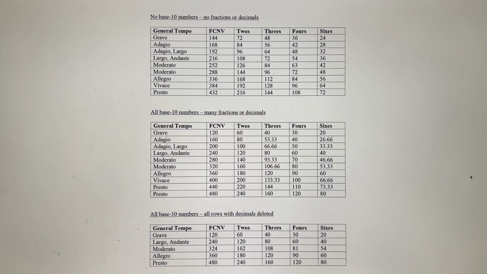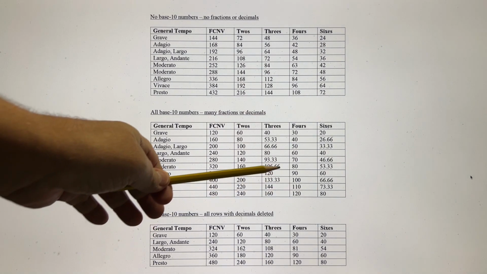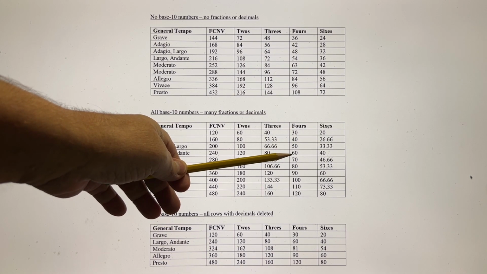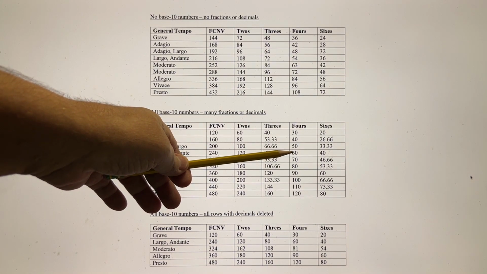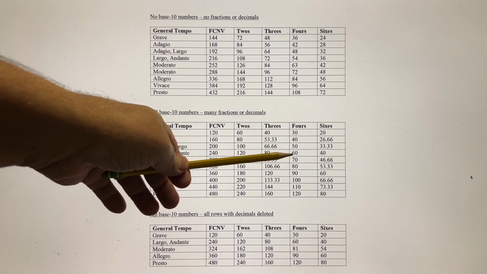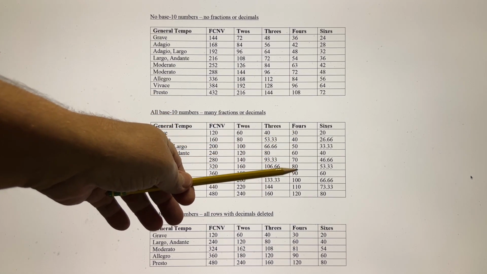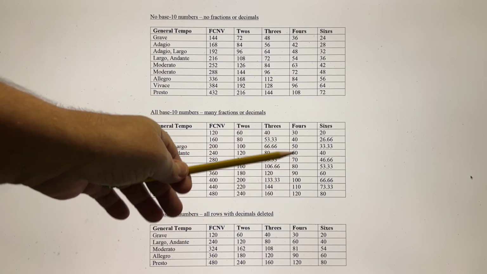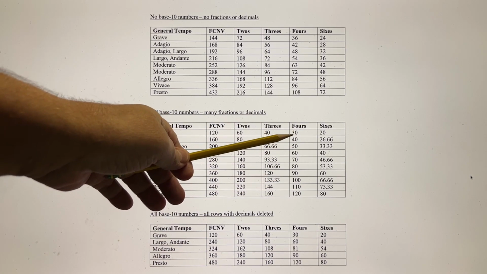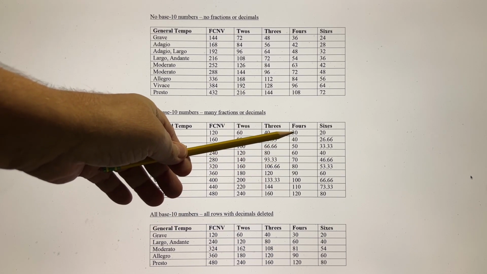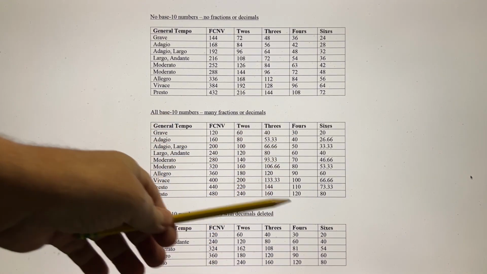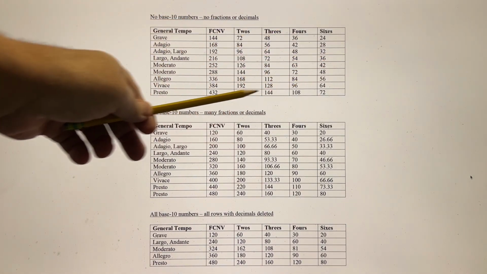Now, the reason why you often see scholars or performers and teachers recommending a tempo like 60 is because it's a base 10 number, and human beings have 10 fingers. Human beings also like base 10 numbers. So these base 10 numbers come naturally to humans. Like, why would it be 42 when it could be 40? Well, that's another issue entirely. But let's move on and look at this particular matrix here.